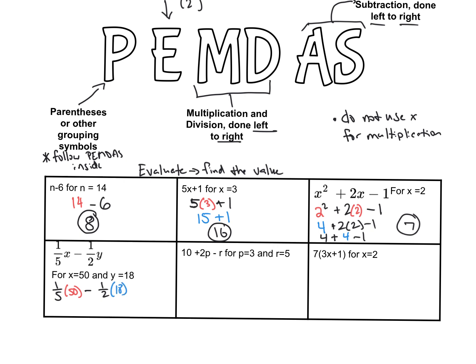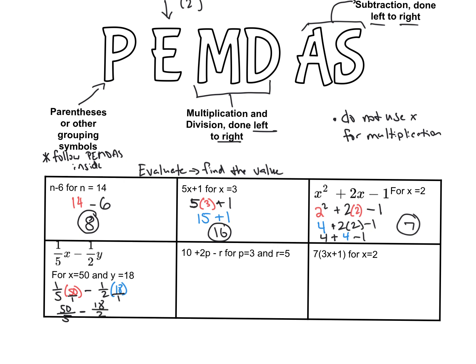Now, if you remember from when we multiplied fractions, we are just going to put both of our whole numbers over 1, and then we can multiply straight across. So 1 times 50 is 50. 5 times 1 is 5. And since these are actually separated by a subtraction sign, I can do both of these multiplication problems in the same sequence. So now 1 times 18 is 18, 2 times 1 is 2.